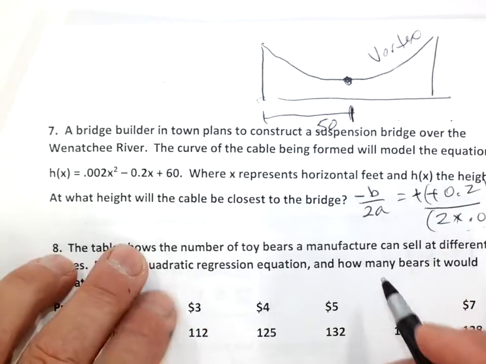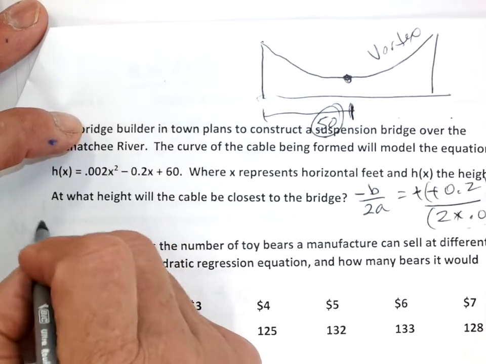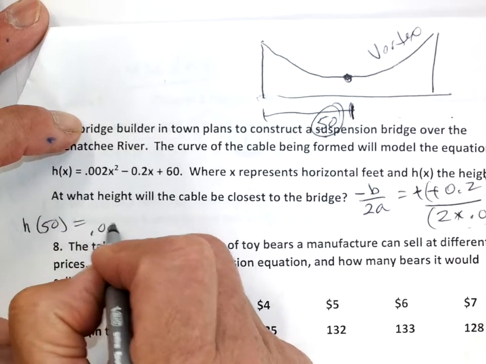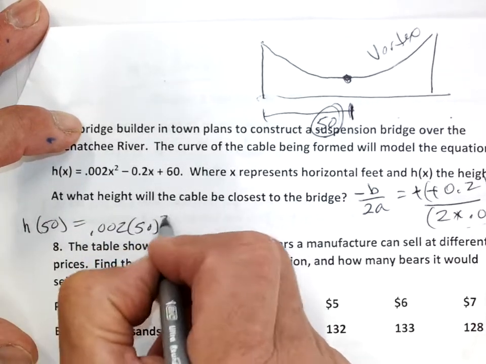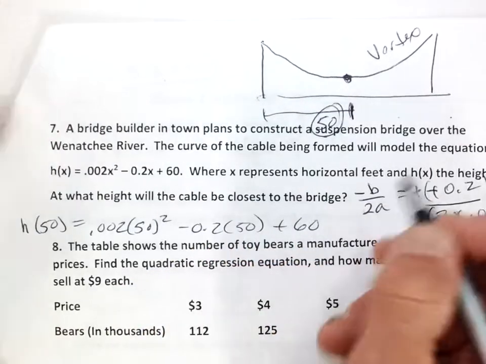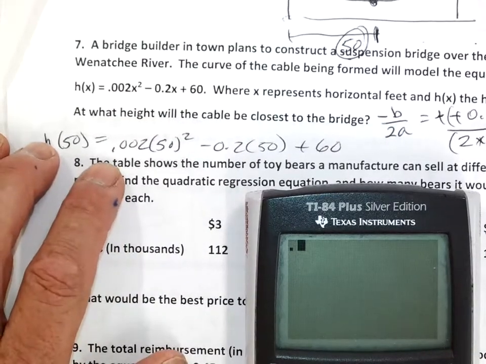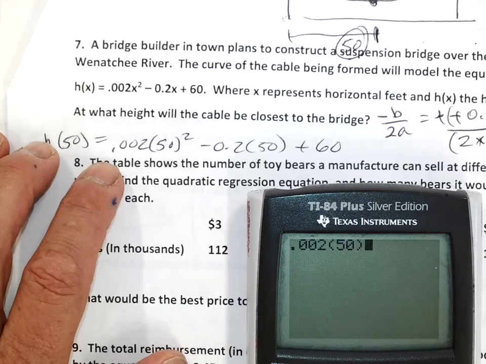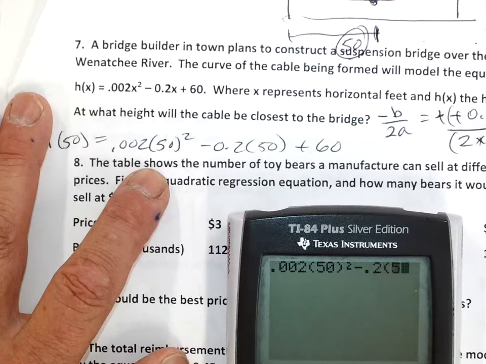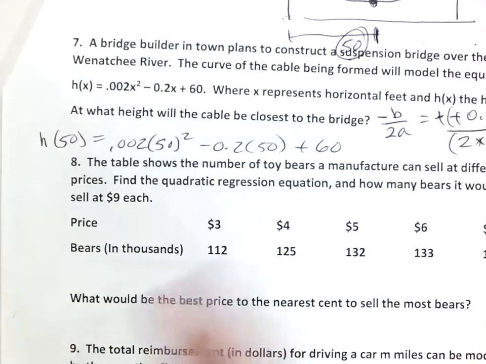And then what's that height? I'm going to plug my 50 in. So to get that height, I'm going to go h of 50, because I'm plugging in 50, 0.002 times 50 squared minus 0.2 times 50 plus 60. I'm just going to let my calculator do the work. Okay, clear. I'm going to go 0.002 times 50 squared minus 0.2 times 50 plus 60, and I get an answer of about 55 feet up in the air, okay?